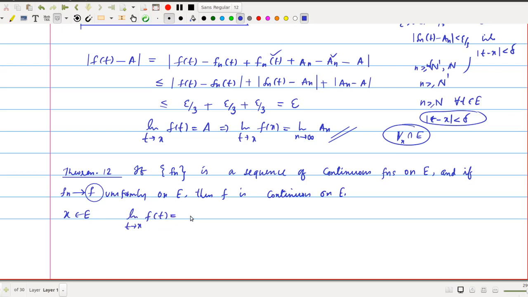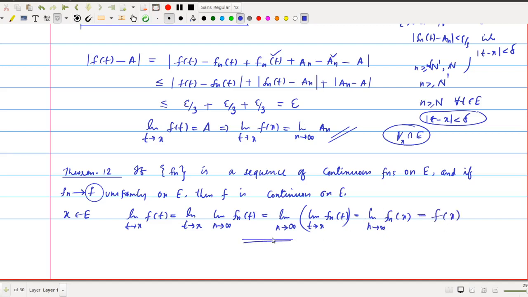So we start with limit t tends to x of f of t. By definition, f of t can be written as limit n tends to infinity of fn of t. But we have proved that if the convergence is uniform, you can interchange these two limits. So we interchange these two limits: limit n tends to infinity first, then limit t tends to x of fn of t. But we are given that each fn is continuous. So since fn is continuous, this will be limit n tends to infinity of fn of x. Now use the uniform convergence: limit n tends to infinity of fn of x is f of x.